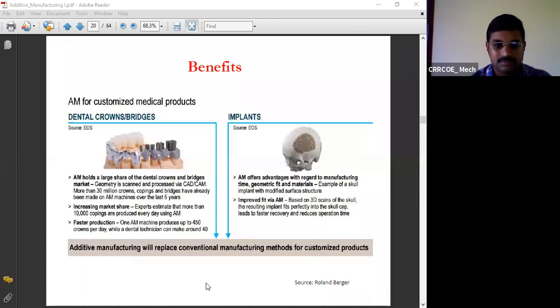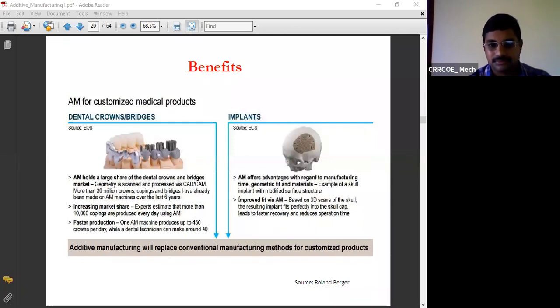The same content will be there. I mean, the output will be the same. That is, we are going to minimize the weight of the component, and we are going to minimize the time. I mean, the lead time, the manufacturing time, will be reduced by adopting additive manufacturing techniques.